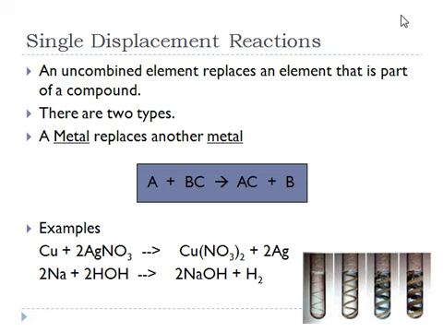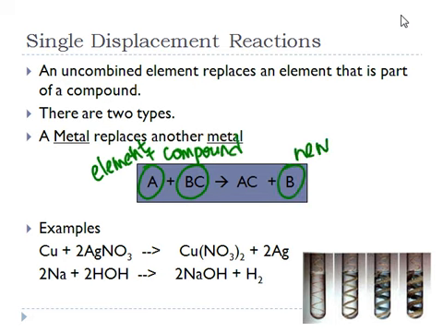So I always have a metal or an element by itself, and a compound. So element plus compound. If you have that, you could have a single displacement reaction. What will happen at the end is that you will have a new element that's by itself and not bonded to anything else, and a new compound. So that's what you're looking for in the general equation of a single displacement reaction.